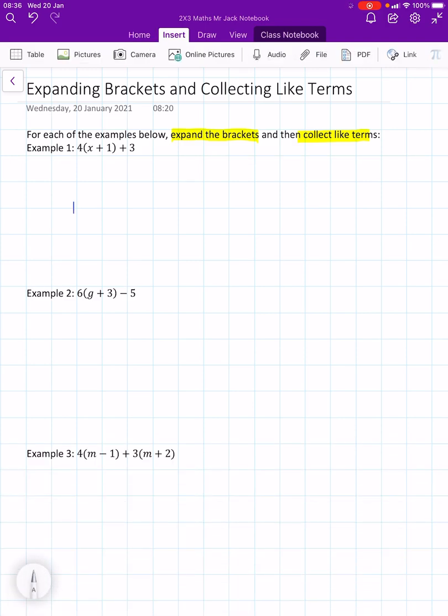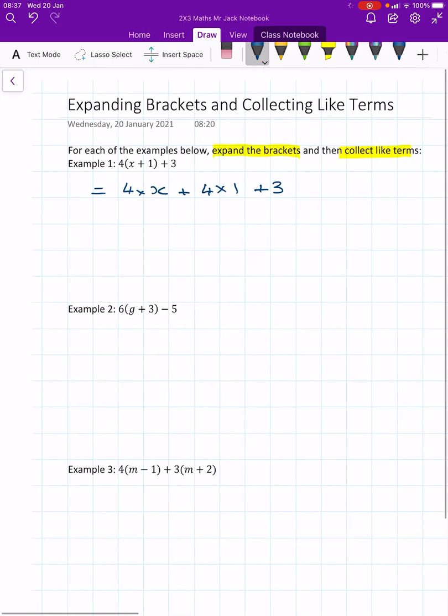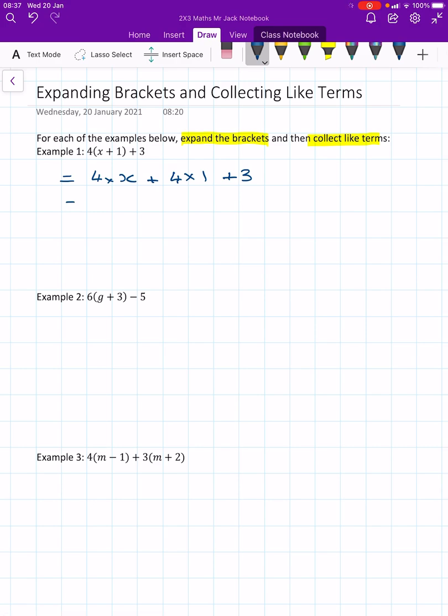First things first, we are going to expand the brackets in this question. So it's 4 bracket x plus 1, and you can see there I've got a little plus 3 as well. So that's going to be 4 multiplied by x plus 4 multiplied by 1. For the time being, I'm just going to leave that plus 3. I'm not going to do anything with that, I'm just going to make sure I include it. So 4 times x we hopefully now know is just 4x. We write the two touching each other. 4 times 1 is 4, and then we have plus 3.